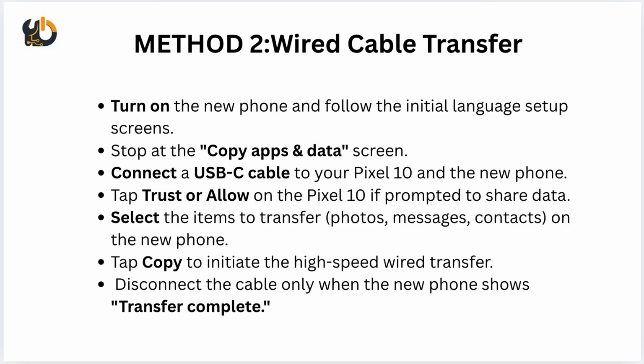Select the items you want to transfer, like photos, messages or contacts, on the new phone. Tap copy to initiate the high-speed wired transfer. Disconnect the cable only when the new phone shows transfer complete.